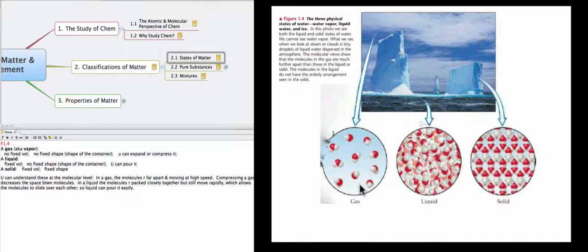In a gas, the molecules are far apart from each other and are moving at very high speed. Compressing a gas decreases the space between molecules. In a liquid, the molecules are packed very closely together, but still move rapidly, which allows the molecules to slide over each other, so liquid can pour very easily.